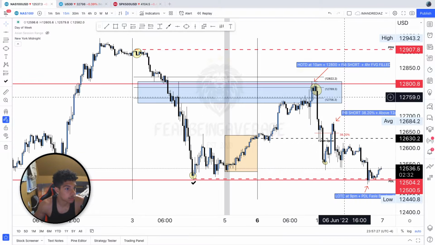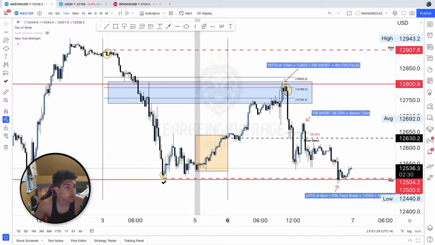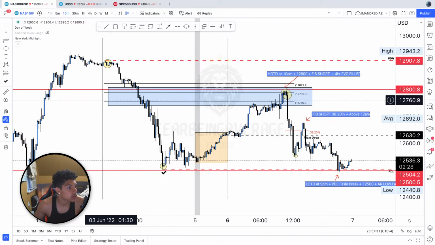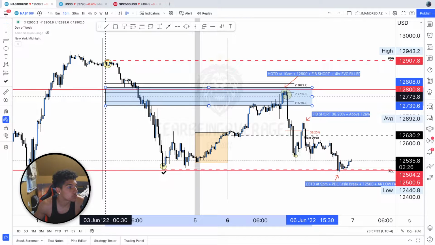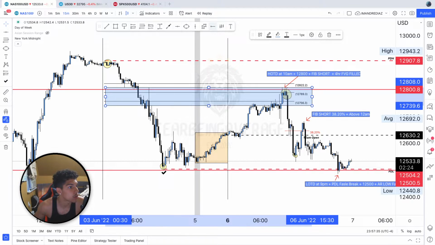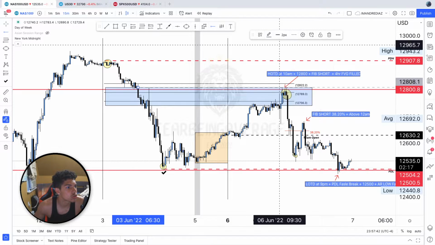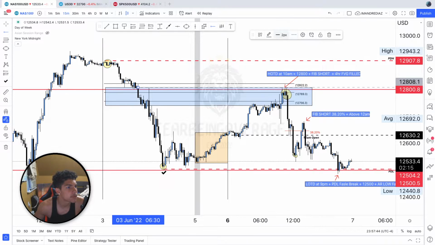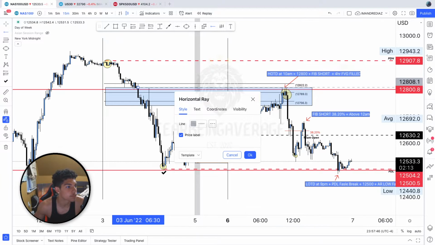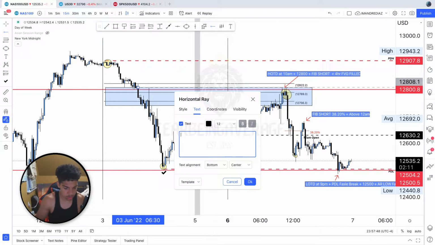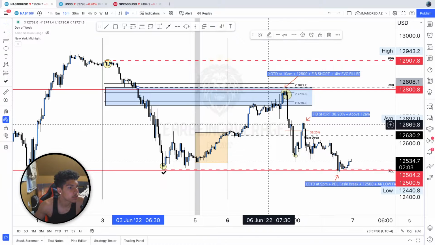So here, let me back this all out a little bit. And actually for this fair value gap, I'm going to create something a little bit different. What I'm going to do is use this line here. I'm going to make it gray. And I'm going to put the text fair value gap, just like that, all the way on the right side, right top. There you go. You got the fair value gap.